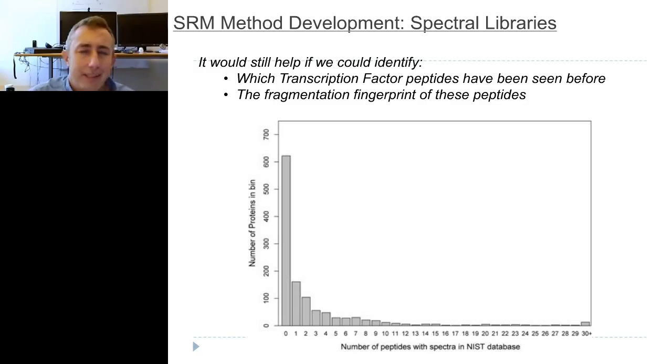Of something like 760, I think, transcription factors that we were trying to build assays for, more than 600 of them had no peptides found in the NIST spectrum library at the time that we started doing these experiments. And of the remaining ones, some of them we had one or two. So for a majority of the proteins that we would be interested in, there would be no information even to go look for in the first place in the public repository.